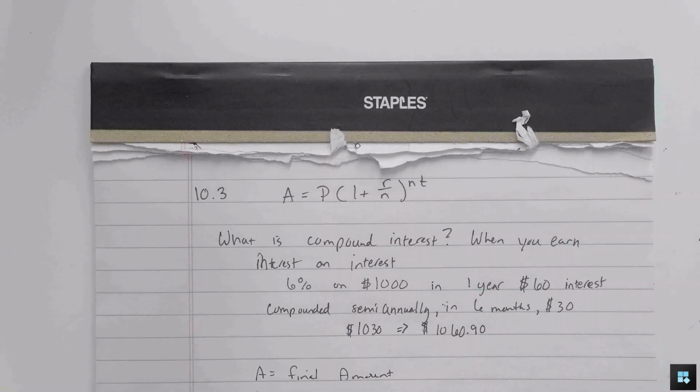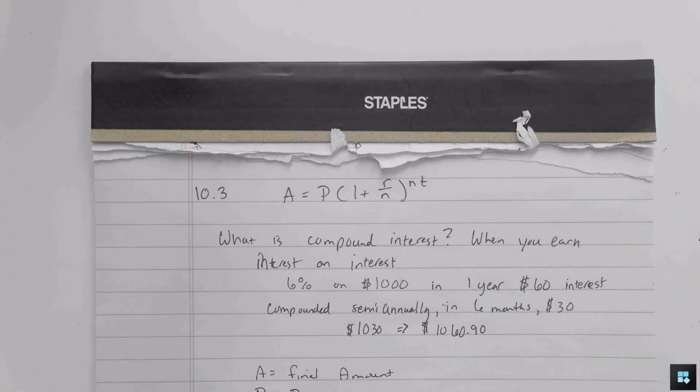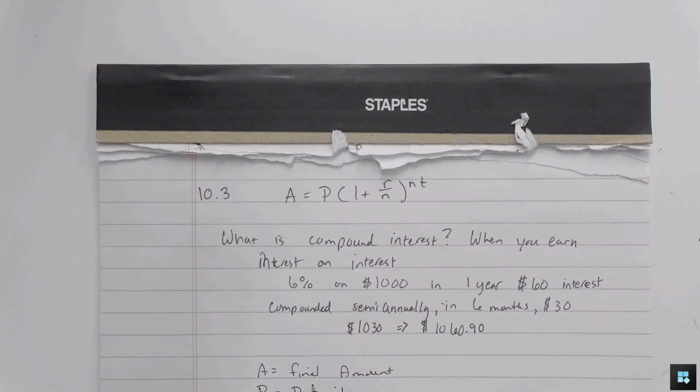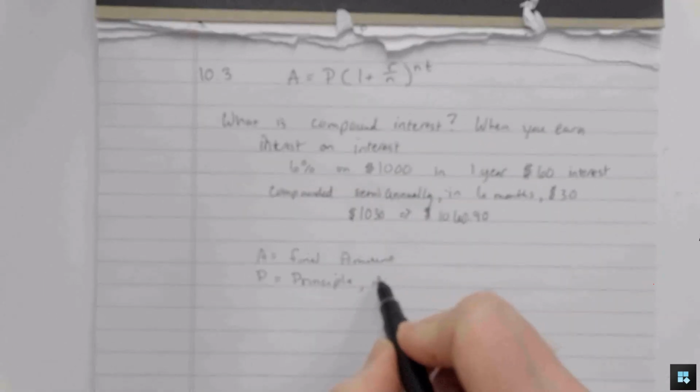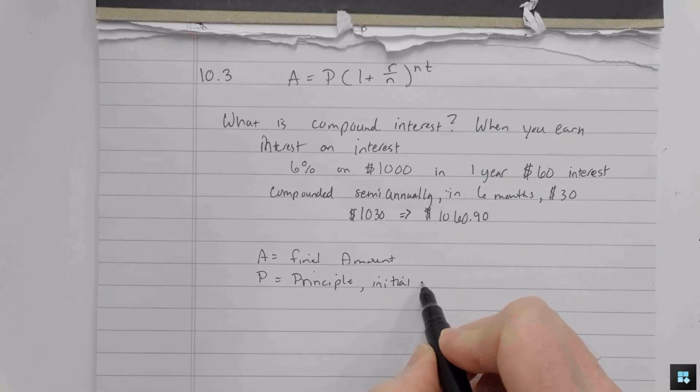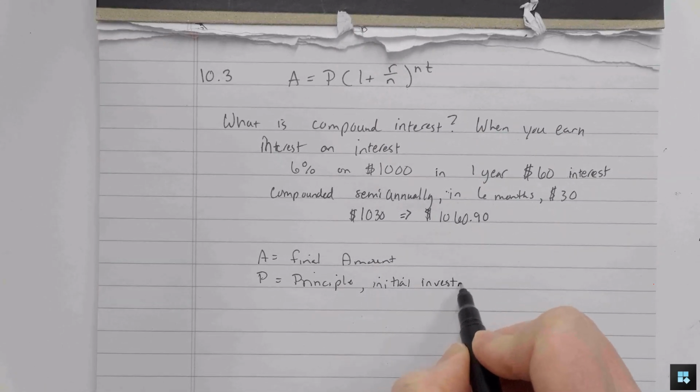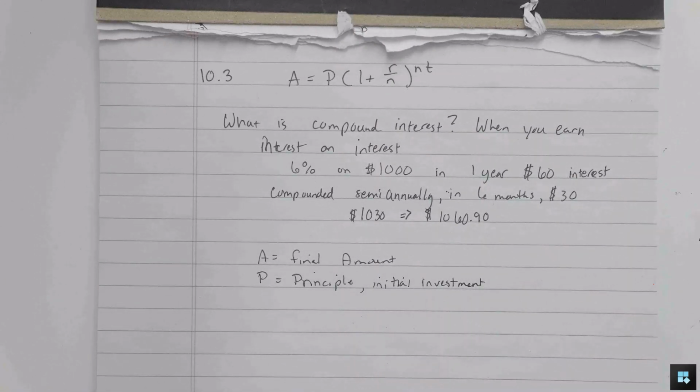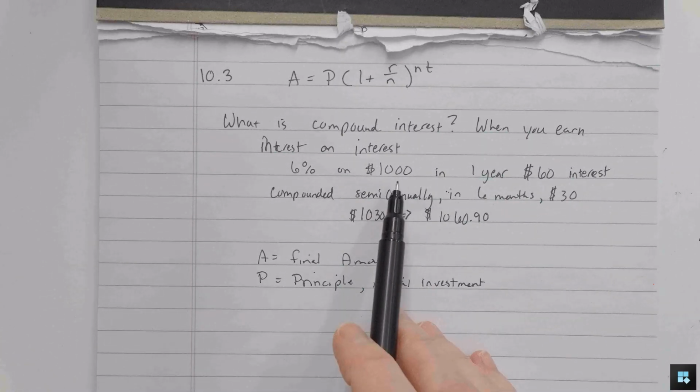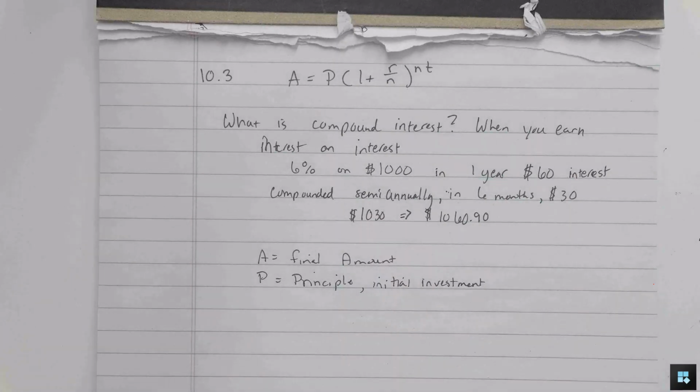Then we have P as the principal. So that's your initial investment. So in the example, the initial investment would have been 1,000? Yes. So in this example, the $1,000 would be the principal. In the Adam and Eve investment example, 1 penny is the principal.